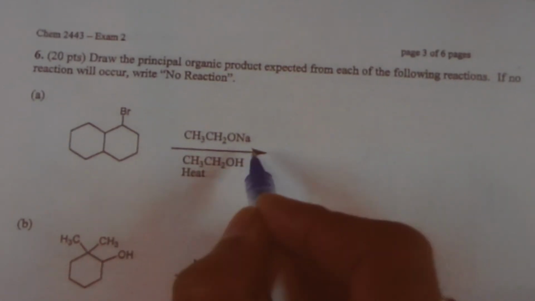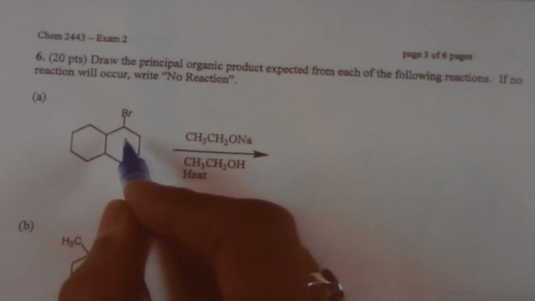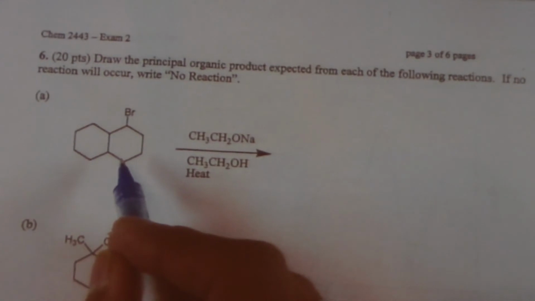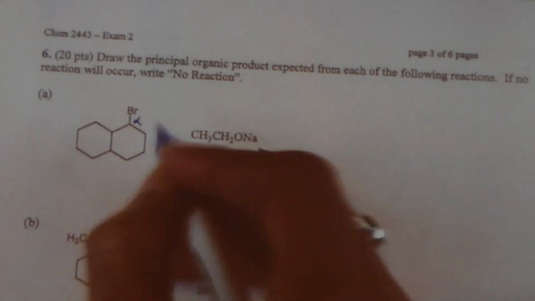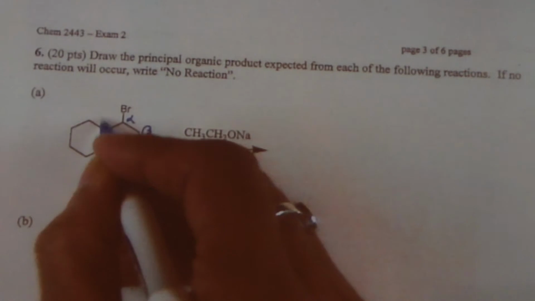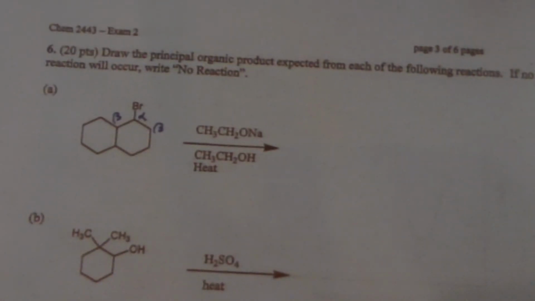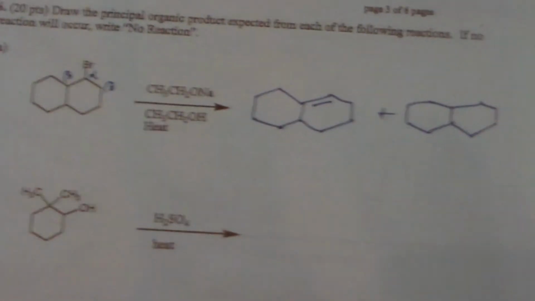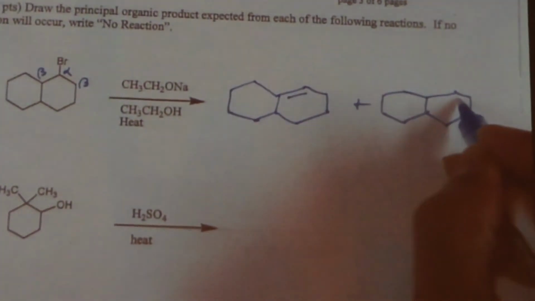E2. Right. Because we use a strong base, alkoxide. The substrate is secondary. This is going to undergo an E2 reaction. And this is the alpha carbon. This is beta. This is beta. The two beta carbons both have hydrogen, therefore two products are possible. So this beta carbon gives you the double bond here. This beta carbon gives you the double bond here.